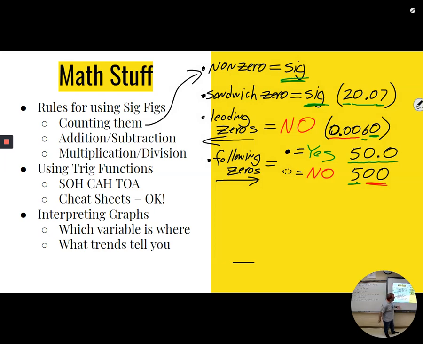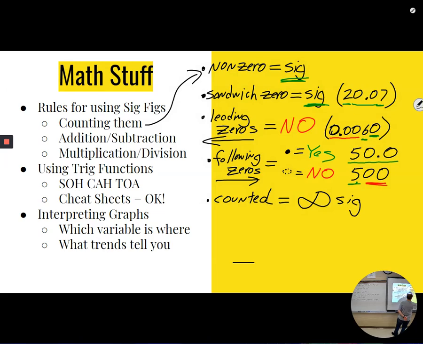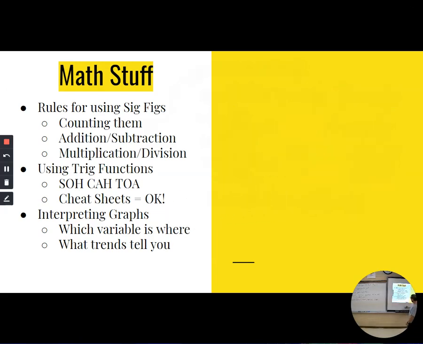And then the last rule is not really one you have to worry about that often. That has to do with counted numbers. Counted numbers are infinitely significant. You're not measuring them, you're counting them, so you are 100% sure of your significance there. Doing math with sig figs, if you're adding or subtracting, then you look at place value, and you have to go with your least precise measured number.